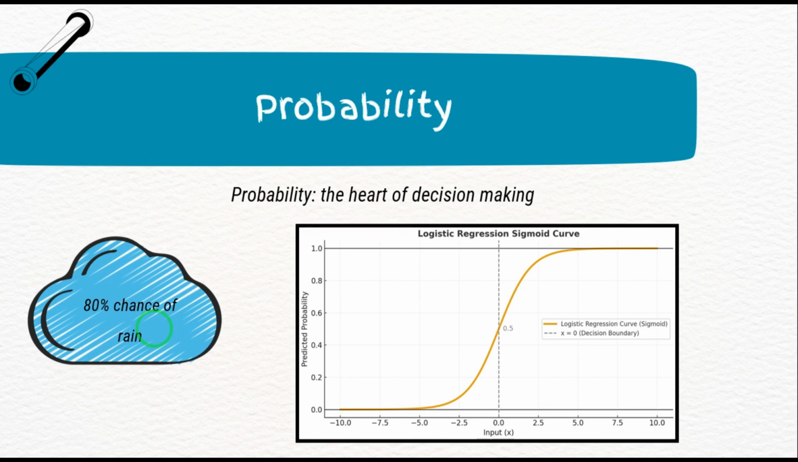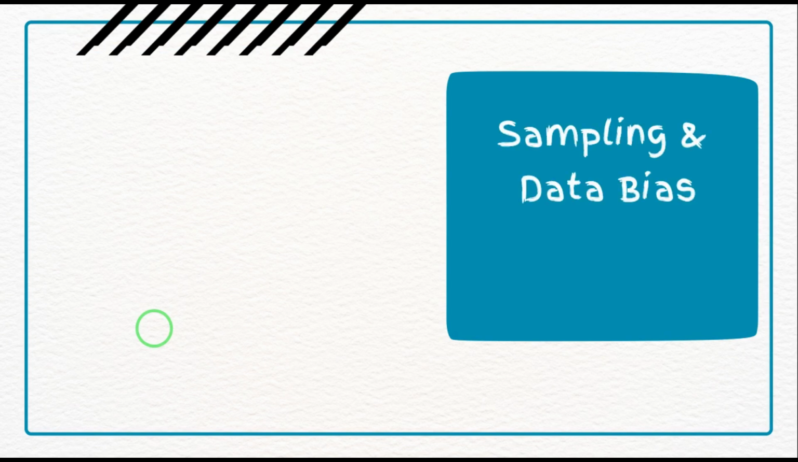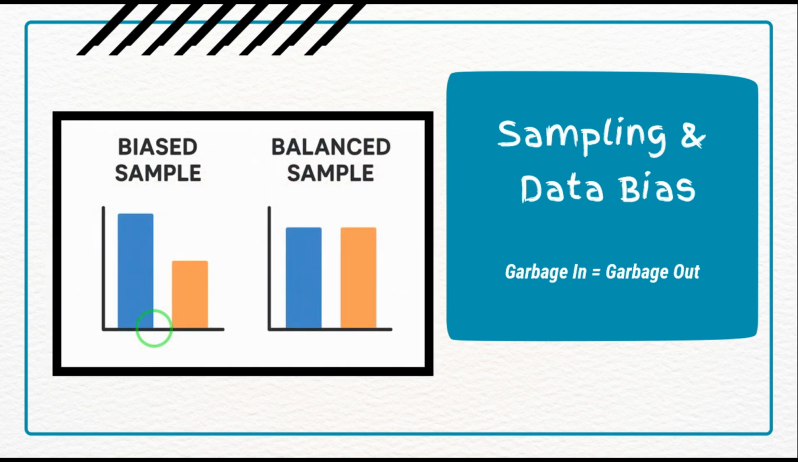But even the smartest models can fail if the data feeding them isn't right. That is where sampling comes in. Sampling is a core idea from statistics. Your model can only learn from the data you give it. If you only train it on top students, it'll struggle to predict for everyone else. We call that sampling bias. And it's one of the biggest real-world problems in machine learning. So that's why statisticians always ask, is my data representative of the real world? Because if it's not, then no algorithm can save you.